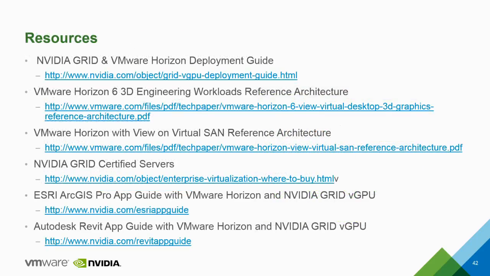And some resources that are available to you. These slides are going to be available to download after the show, but it's important. There's a whole lot of documentation that we've created to help make you more successful. We mentioned earlier the GRID deployment guide with Horizon. We have the Horizon 3D engineering workload reference architecture, plus the app guides. There's a lot of stuff out there. Highly recommend these resources if you're going to plan this in your own environment.